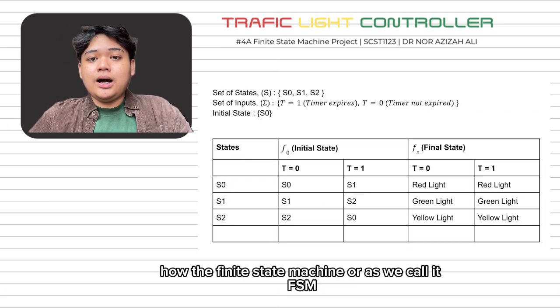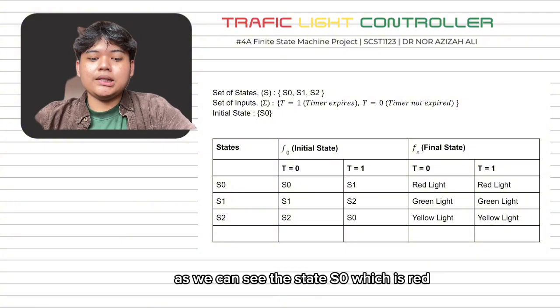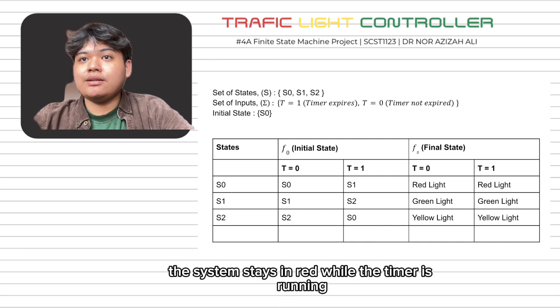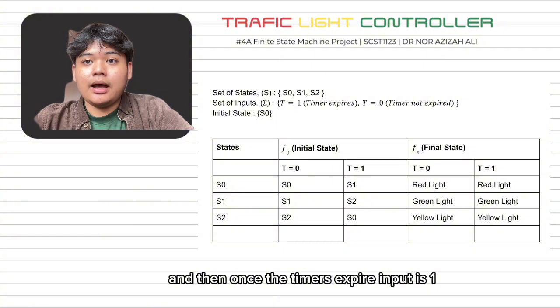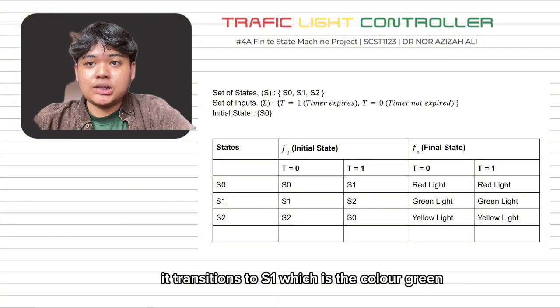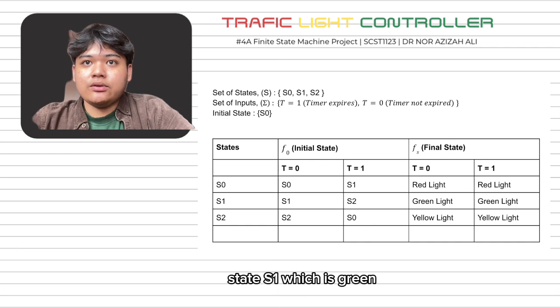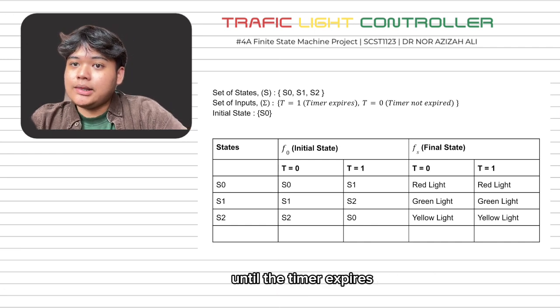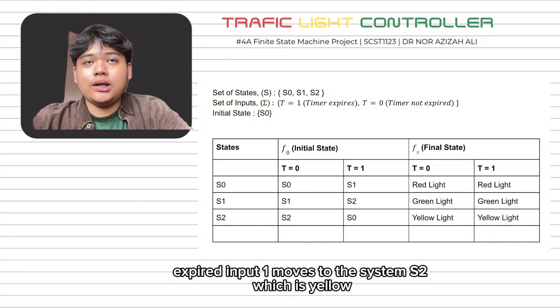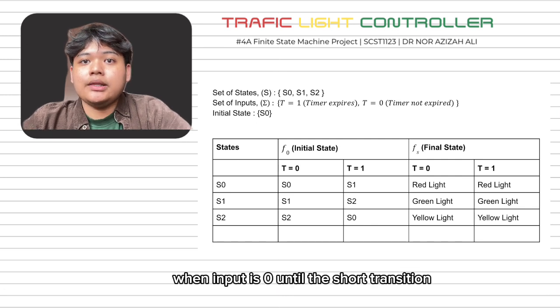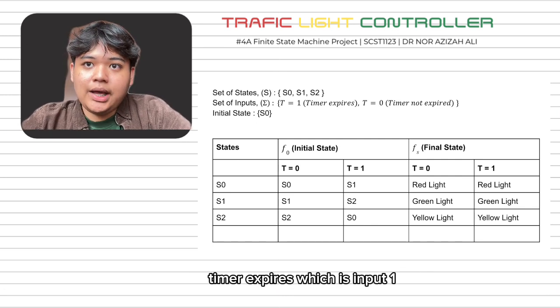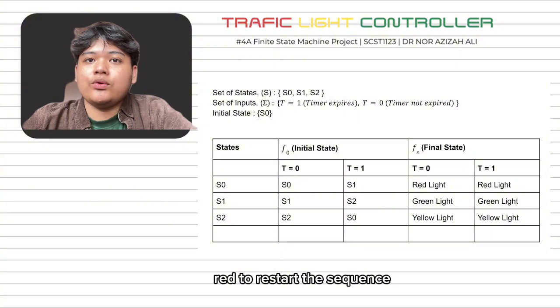This table shows how the finite state machine, or as we call it FSM, moves between states. As we can see, in state S0, which is red, the system stays in red while the timer is running. That is when input is 0, and then once the timer expires, input is 1, it transitions to S1, which is green. In state S1, the system remains green when input is 0 until the timer expires, input 1, and moves to S2, which is yellow. Same goes for S2, the system remains in yellow when input is 0 until the short transition timer expires, which is input 1, and then circles back to S0, red, to restart the sequence.